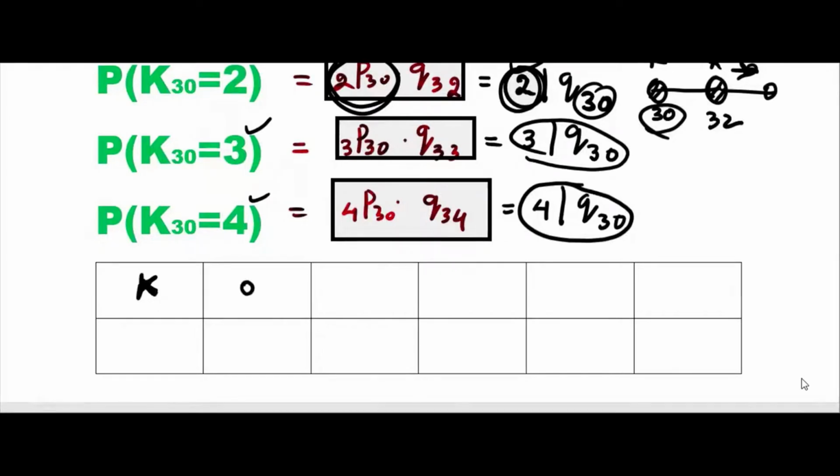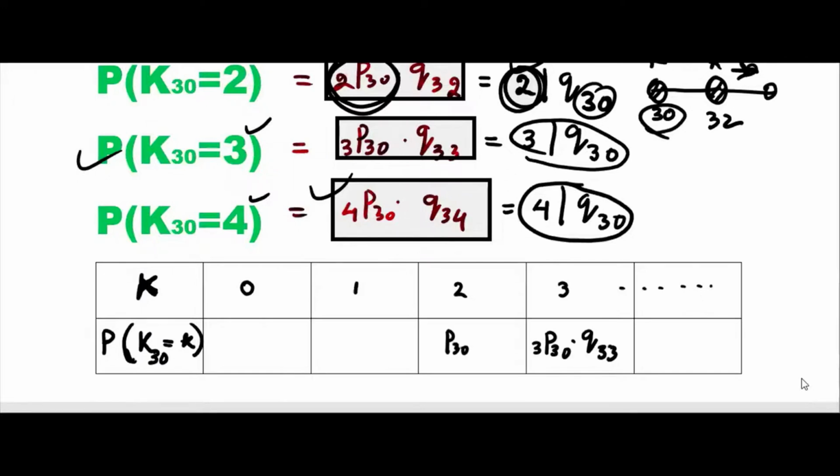It could be 0, 1, 2, 3. It will continue. And what is the probability that K30 is equal to k? Okay, let me write this way. What is the probability that K30 is equal to 4? Okay, we've written this one. I have to copy. What is the probability that this is 3? I have to copy this one. Let me write it here. P33, Q33. How about this? P32, Q32. How about this? P31, Q31. How about this? Q30. Okay, dying within the first year.